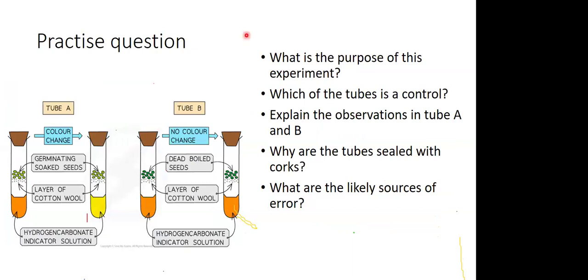Okay. So this is also another question. What is the purpose of this experiment? Notice that here we have sodium bicarbonate, we have hydrogen carbonate or sodium bicarbonate indicator. We have soap seeds which are germinating. After some time, the bicarbonate indicator changes color. Then here where we have dead seeds, the bicarbonate indicator did not change.